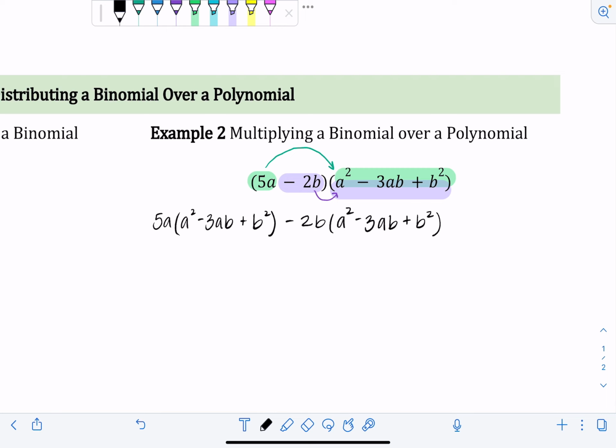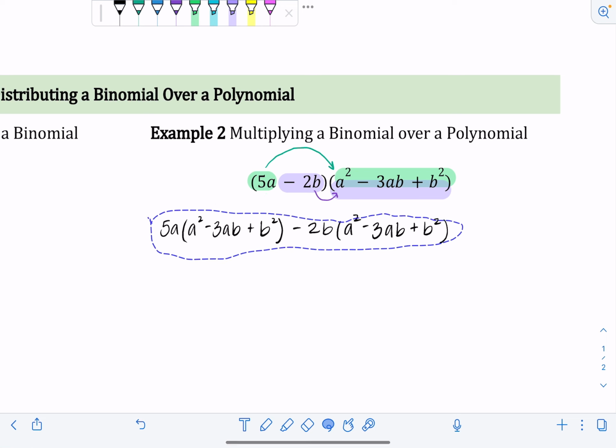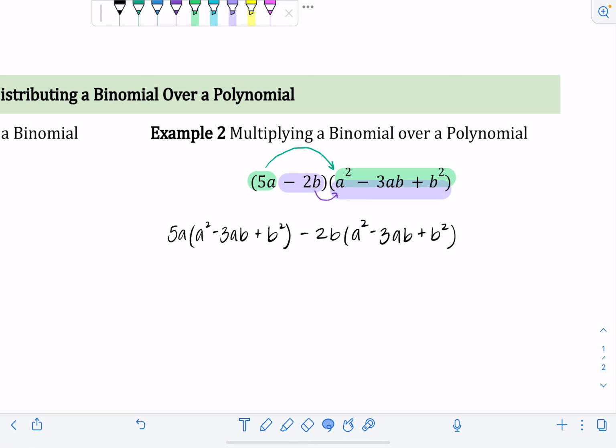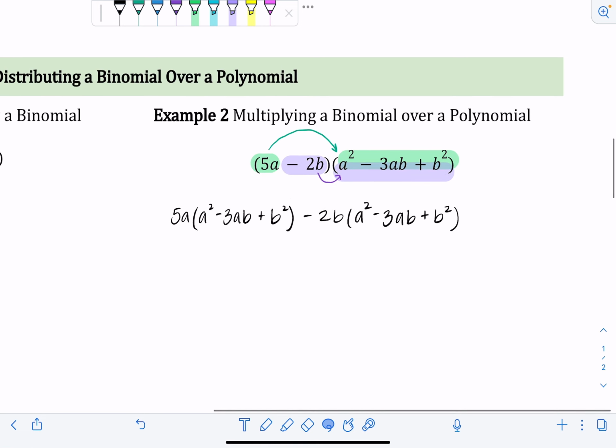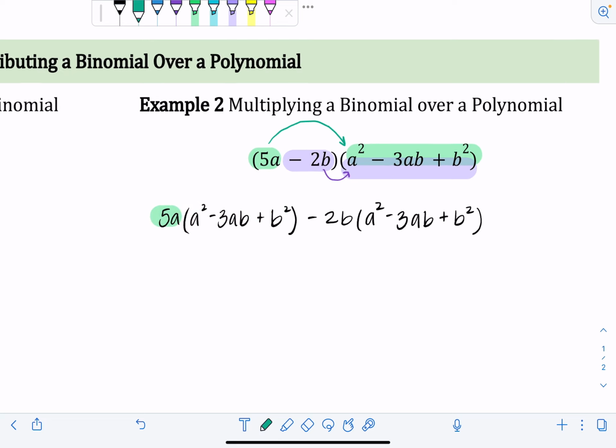And then now it's just a big distributing problem. So I'm going to move this down so I have a little bit more space to draw the arrows above it. If you don't have a ton of space, it's not a big deal. I just didn't want it to get too messy for you on the video. So now I'm going to take this 5a, multiply it by everything inside there, distribute it to all of them.